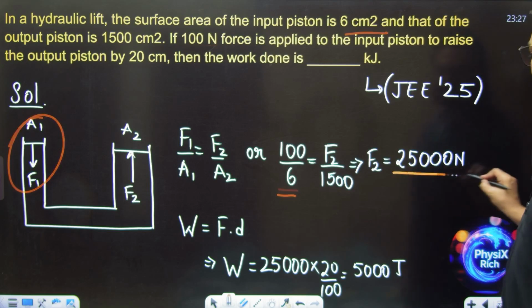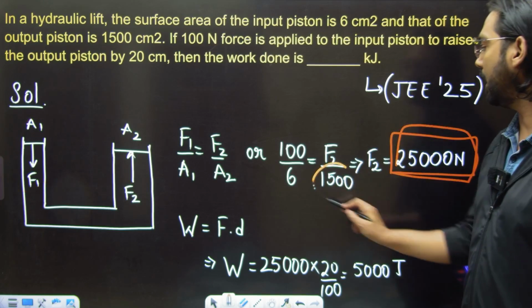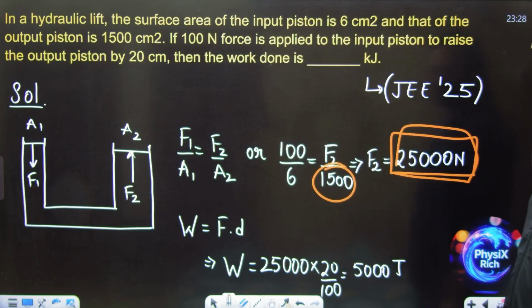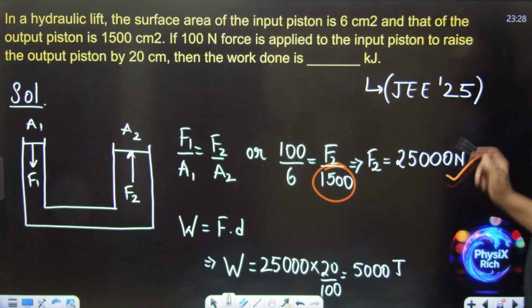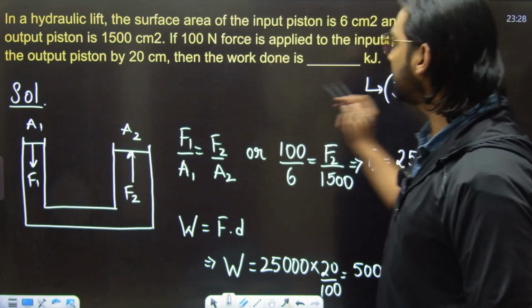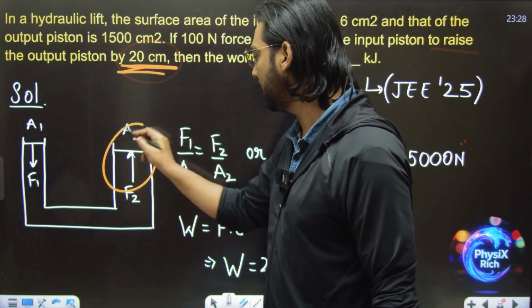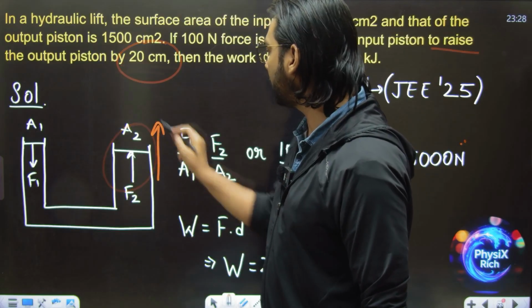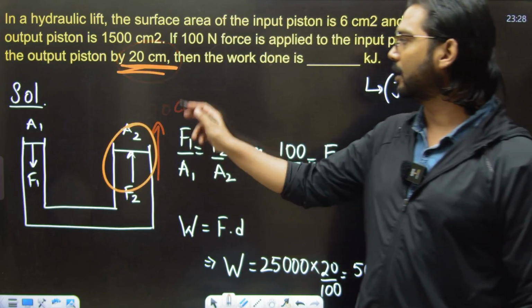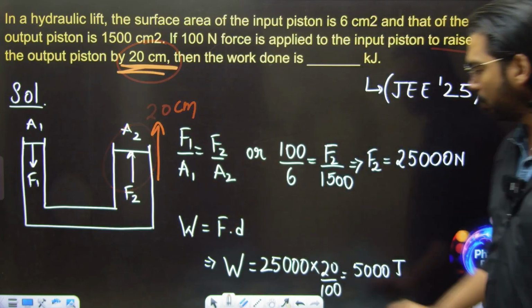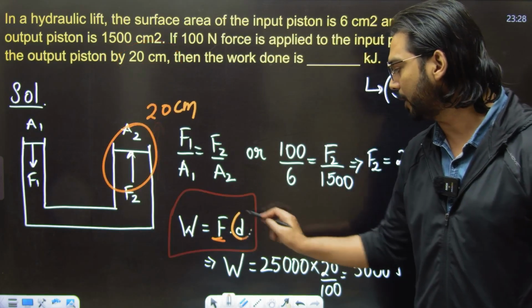We get a 25,000 Newton force on the other side because this area is 1500. So this force is coming out to be 25,000 Newton. It also says that the piston is raised by a height of 20 centimeters, which means this side is raised up by a height of how much? 20 centimeters. And because it is raised by 20 centimeters, we can say that the work done will be the force which we just found out times 20 centimeters.